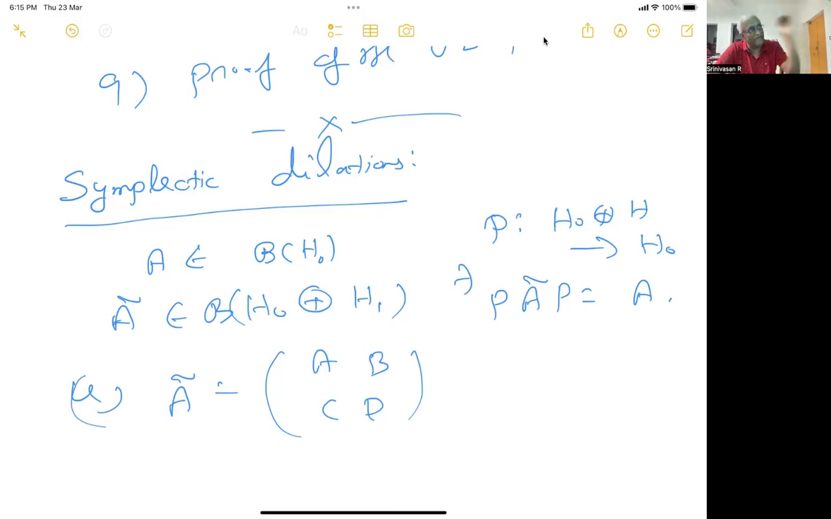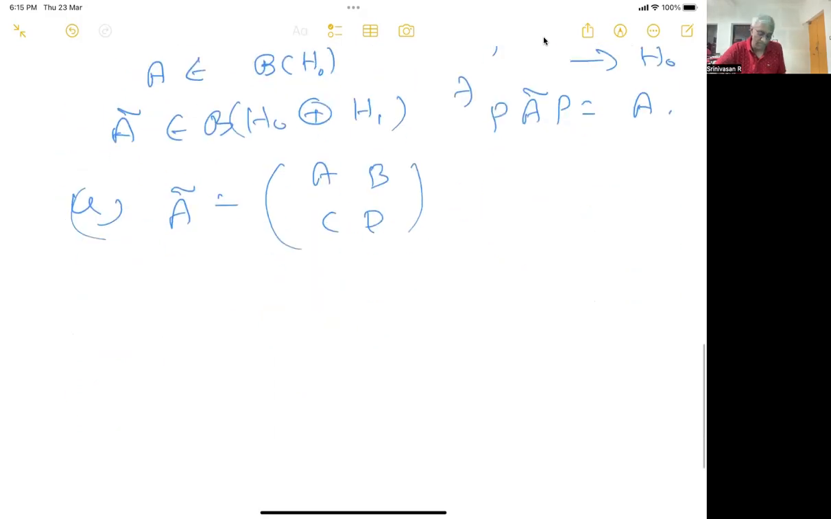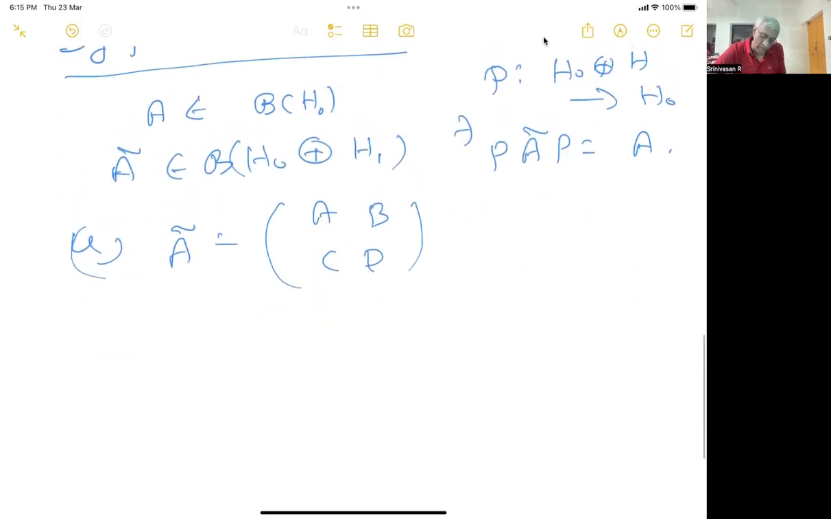Here we are dealing with finite dimensional theory, so H0, H1, all these things are finite dimensional. What we are interested in is whether A admits a symplectic dilation. A is some matrix, and whether we can go to a bigger Hilbert space and get a symplectic operator out of it. That is indeed true, and that is the theorem we want to prove. But before even stating the definition of a symplectic dilation, we have to make a change of notation.